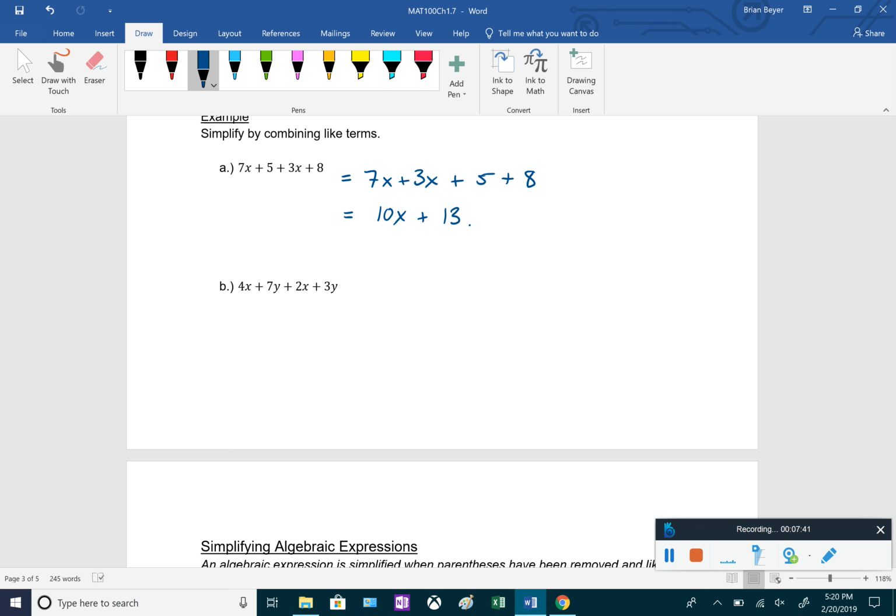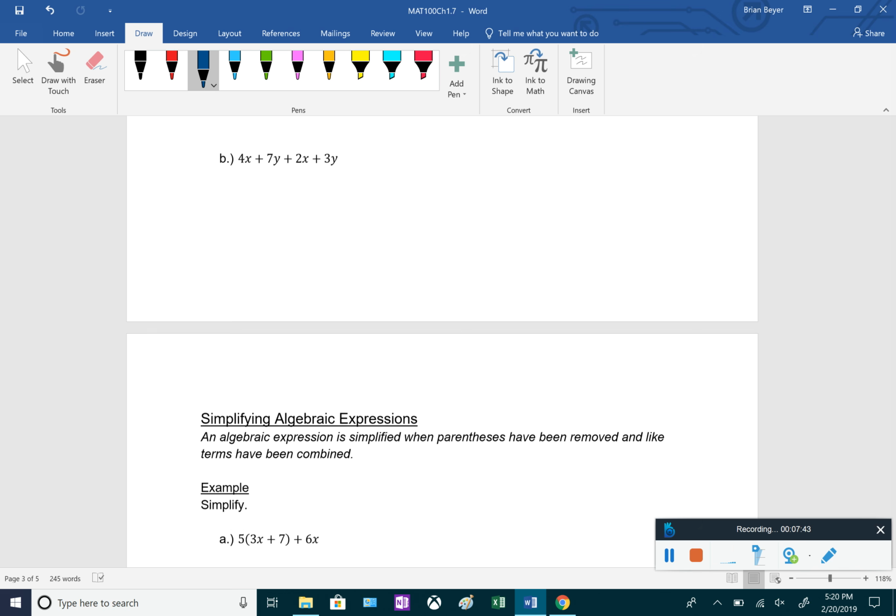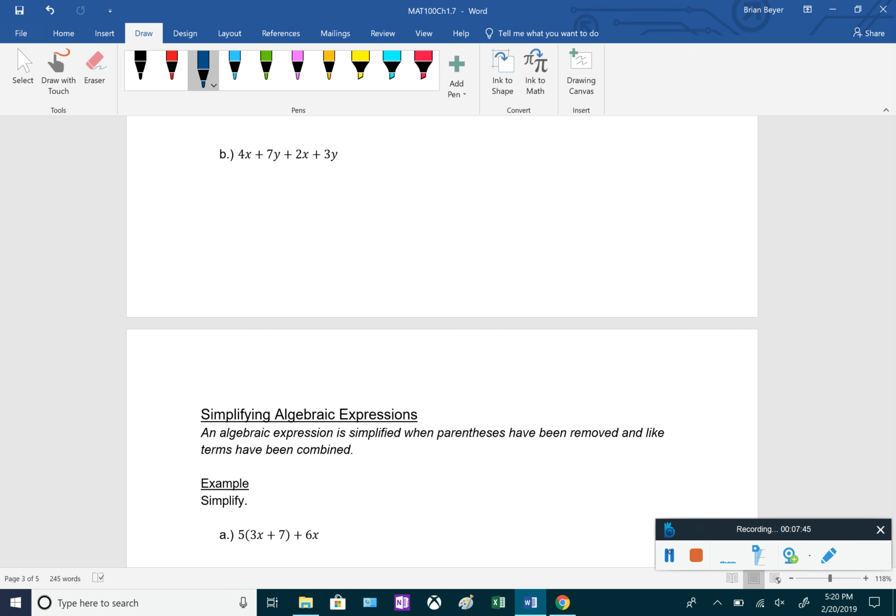Okay, and then for the next one we have 4x plus 7y plus 2x plus 3y. We can rewrite the like terms next to each other, making it 4x plus 2x, and then plus 7y plus 3y. 4x plus 2x is 6x, 7y plus 3y is 10y. You don't have to rewrite it like that, and I won't be rewriting it like that, but just know that's technically what's going on behind the scenes, and that's why we can combine it like that.